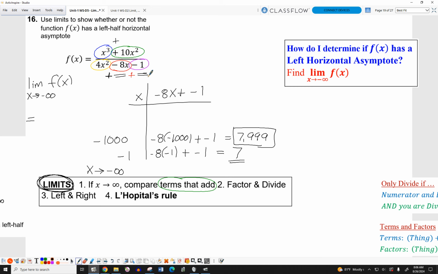And as x becomes more and more negative, that contribution becomes increasingly more significant. So the more negative x is, the less important the negative 1 becomes. Questions? This is what we mean by compare. You're comparing terms that are adding, and you're coming to the conclusion that as you let x become more and more negative, the purple term becomes less and less important. Questions?